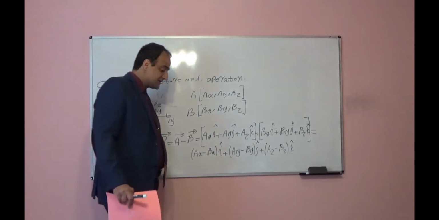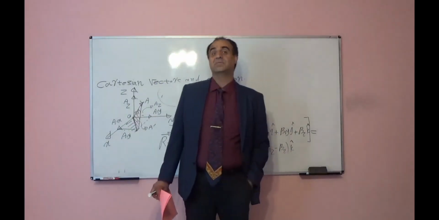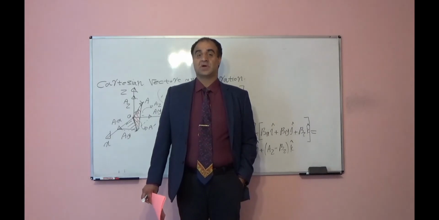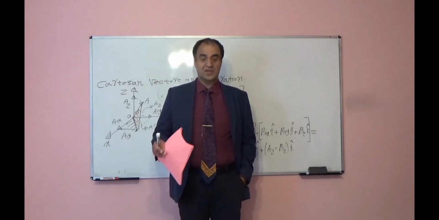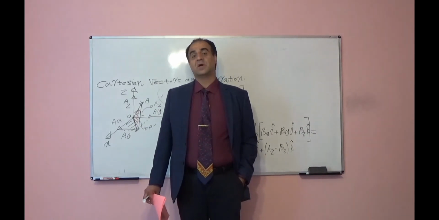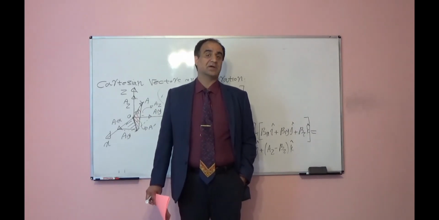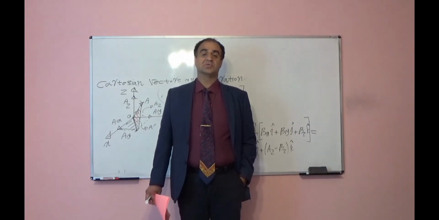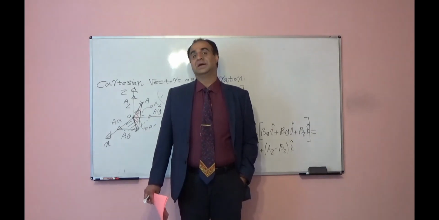Next session I will talk about how we will multiply two vectors, how we will multiply vector A by vector B. So I will talk about the dot product, then I will talk about the cross product, and I will introduce you to what the position vector is and what the displacement vector is.